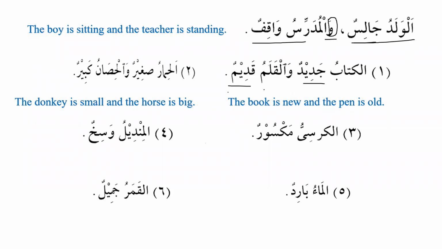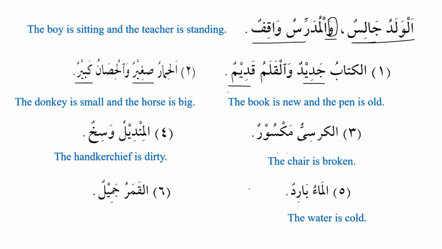So al-kitabu jadidun wal-qalamu qadimun. So new and old. And similarly, we have saghirun and kabirun. Whereas these words like al-himar wal-hisan, you know them already, alhamdulillah. Then we have al-kursiyu maksurun. The chair is broken. And al-mindilu wasikhun. The handkerchief is dirty. Similarly, we have al-ma'u baridun, water, or the water is cold. And then we have al-qamaru jamilun, the moon is beautiful.